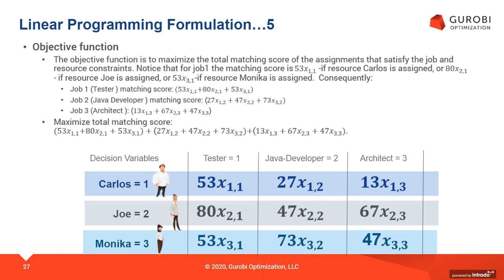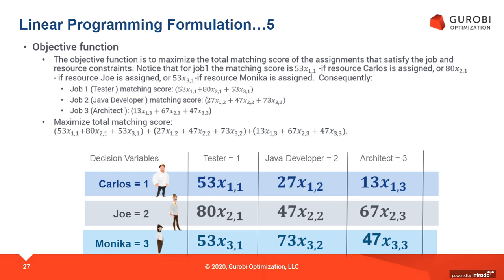So now, the objective function. Basically, we can use the same table to figure out how the linear expression for the objective function should be. So let's look again at the jobs. To satisfy the tester job, either Carlos is assigned to a tester job, and in this case, X11 will be equal to 1. And in that particular case, the matching score will be 53. Or Joe is assigned to the tester job, and in that case, X21 will be equal to 1, and the matching score will be 80.